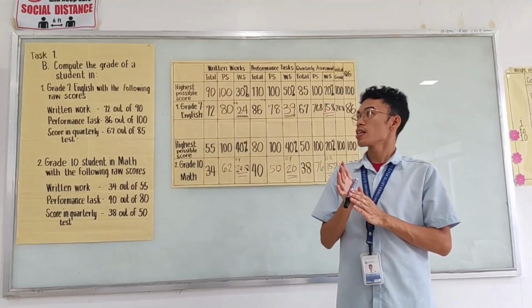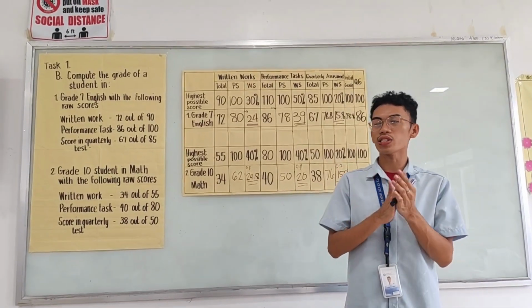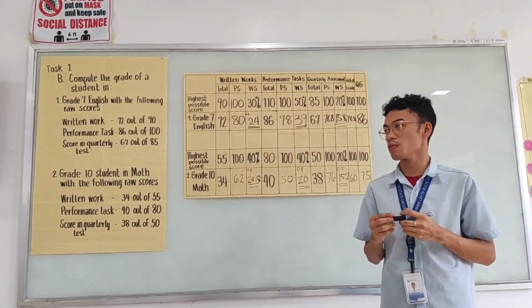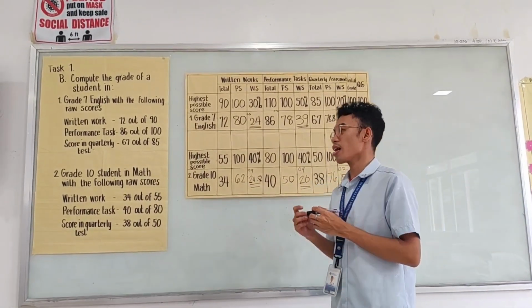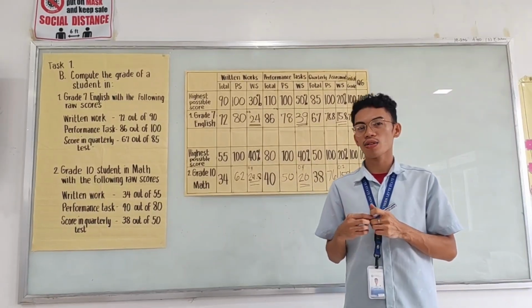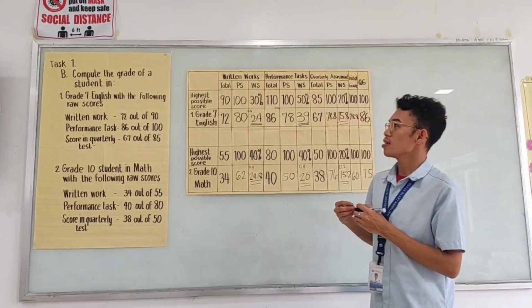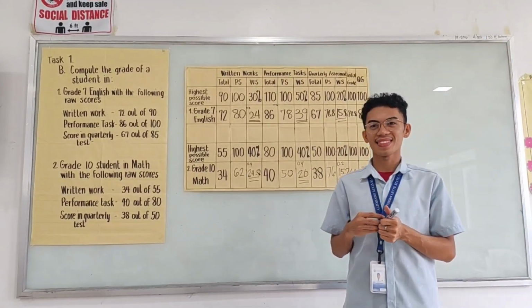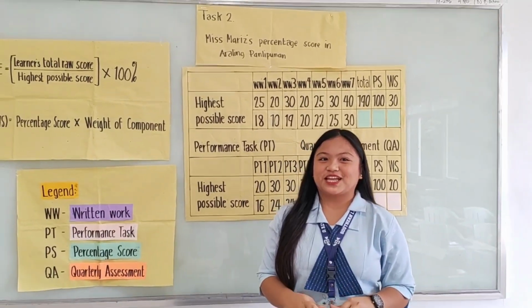So to conclude, the grade 7 student with the English subject and the grade 10 student with subject math, their quarterly grades both passed, so that is their remarks in both subjects. So now let's dive into task 2.